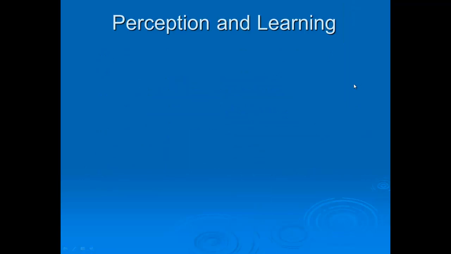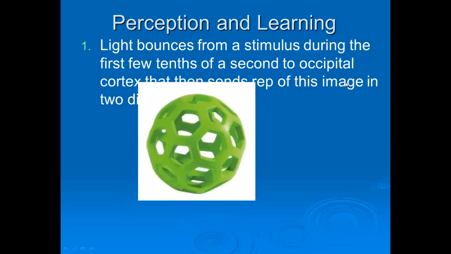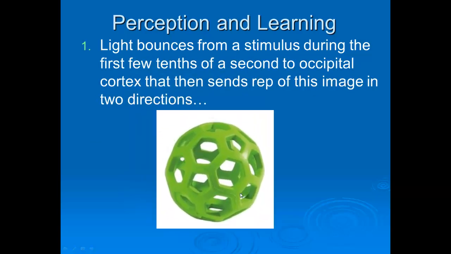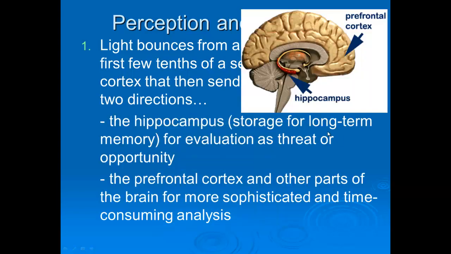All right, so in order to learn, you have to be able to perceive things. So let's investigate what that really means. When light bounces off a stimulus like this one here, it goes in less than the first few tenths of a second to your occipital lobe, or visual cortex, and then that visual cortex will send a representation of this image in two different directions for processing. The two places where it will go are the hippocampus and the prefrontal cortex.